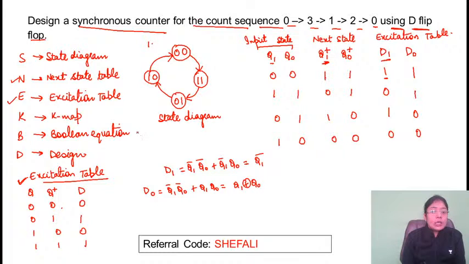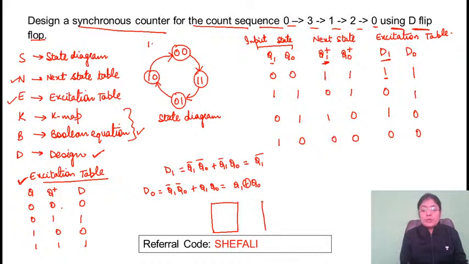So we got the Boolean equations. Next step is you can use the concept of K-map or directly you can write the equation. It's totally your choice. The ultimate thing is you have to get the minimal equation. What is the last and final step? That is the designing of the counter. How to design this counter? How many flip-flops do we have to take? We have to use 2 flip-flops. So take 2 flip-flops. What will the connections be? We have to determine that.